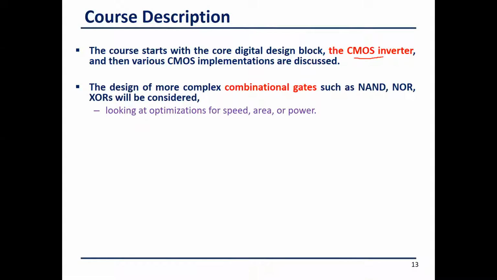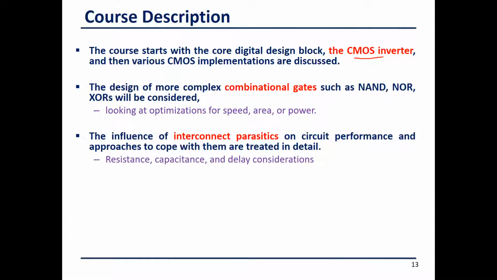Then we will move from one simple function to building more complex functions such as NAND, NOR, XOR, which also you have seen in 311. And we will look at optimizations for speed, area, and power. And of course, then we will see how these gates can be combined together to build a function. And we will look at different design styles to implement those functions.